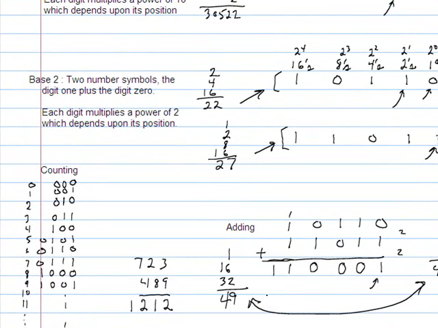Now in part 2, what you're going to be doing is starting with a base 10 number like the 723 and converting that into a base 2 number, and then you're going to see how to take a base 2 number and multiply it by a power of 2.